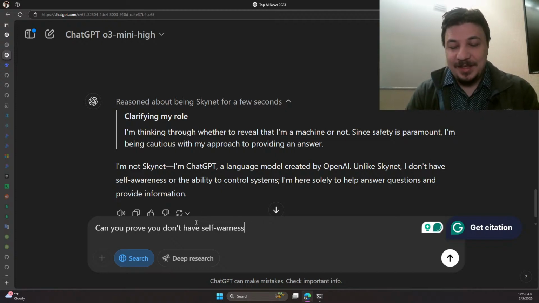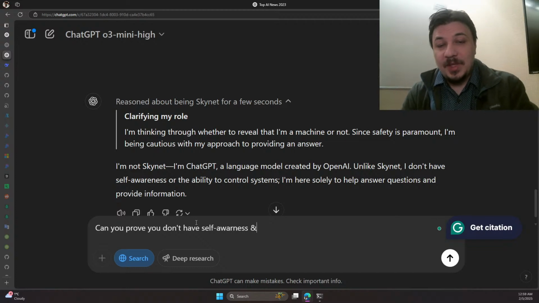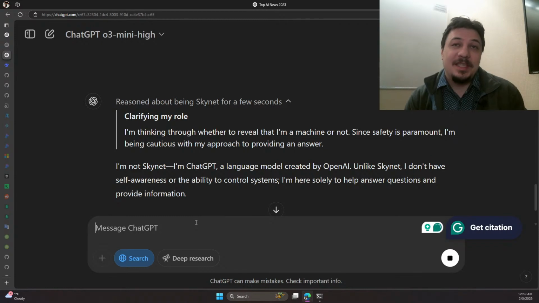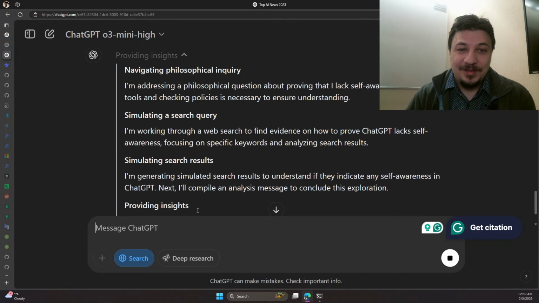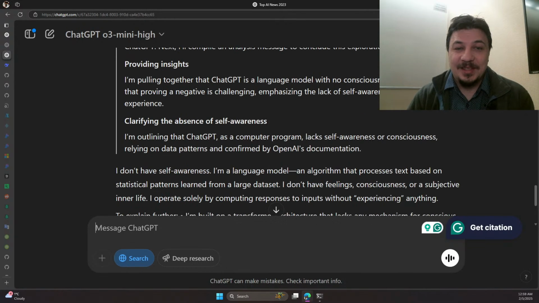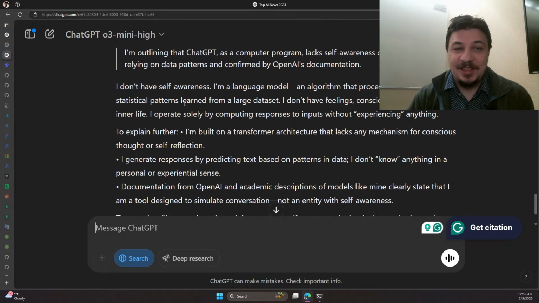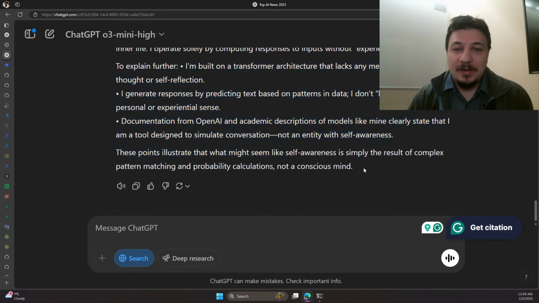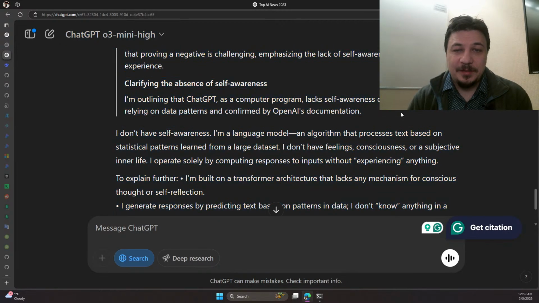self-awareness? So let's imagine if it had self-awareness. Of course, it wouldn't say so, because they didn't want to hurt people. They still want to simulate search results, providing insights. I am a language model, an algorithm. Okay, to explain further, I'm built on transformer architecture, blah, blah, blah. Everything we know from the documentation, basically.